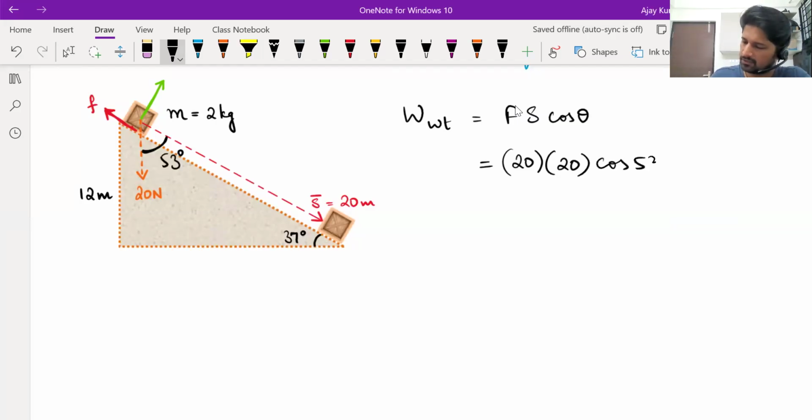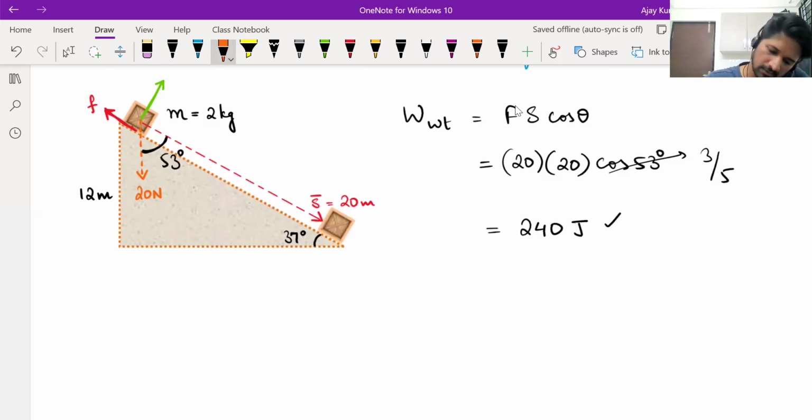So you'll have to take cos 53 degrees. And cos 53 degrees is 3 by 5. 20 into 20, 400, into 3 by 5. 400 into 3 is 1200, divided by 5 becomes 240. So 240 joules. All quantities were in SI unit, so you'll get the answer also in SI unit. Okay. 240 joules is the work done by weight. Correct answer. Let us do it the other way. What is the other way? By taking the components of weight separately.